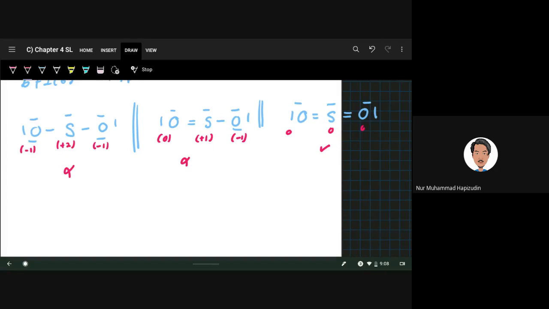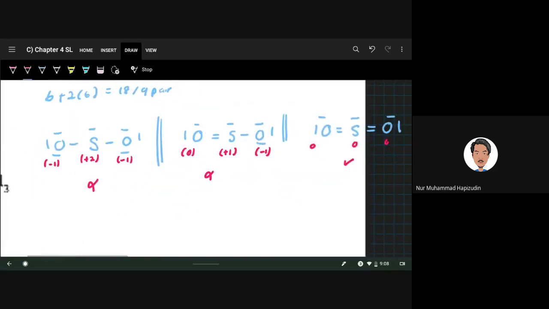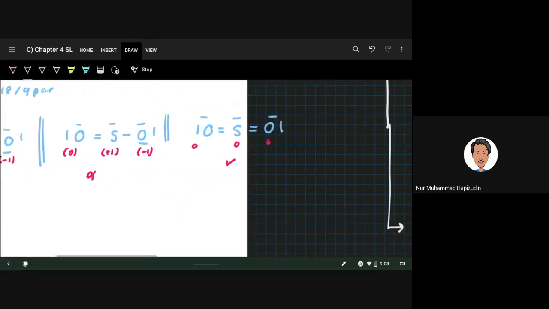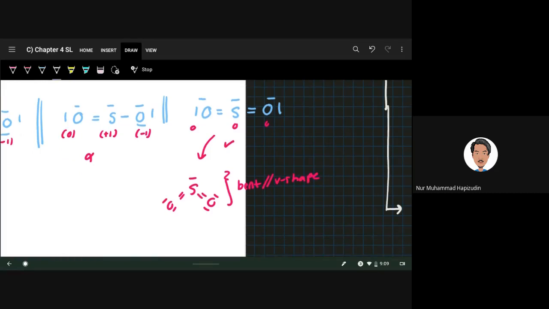So this is the Lewis structure for sulfur dioxide. What is the geometry? Apa geometri dia ni? Geometri sulfur dioxide macam ni lah sebenarnya. So this is bent or V shape. It has one lone pair.